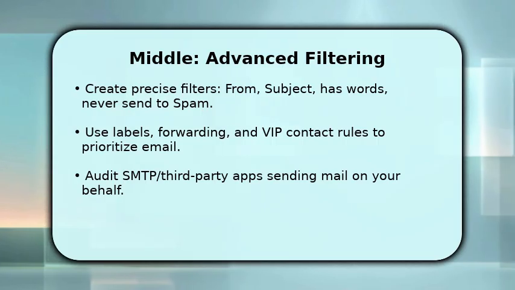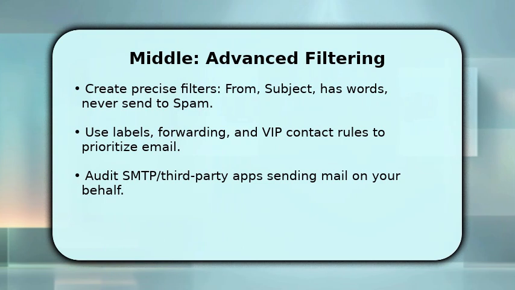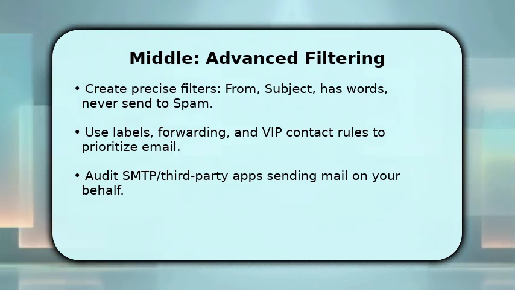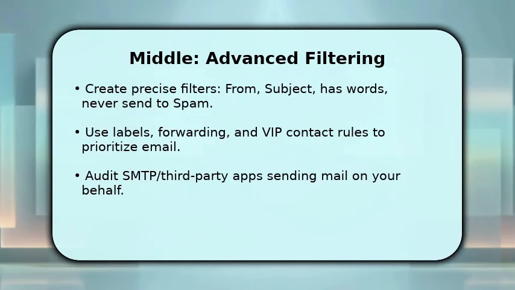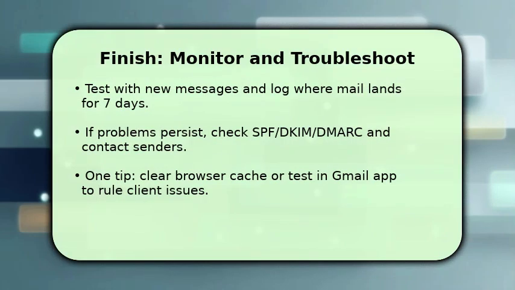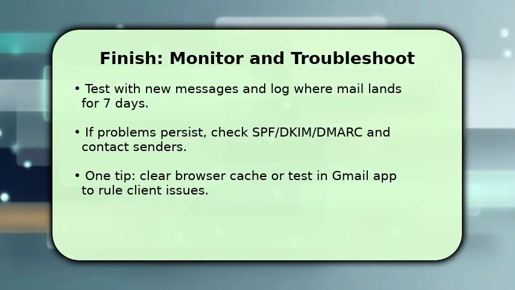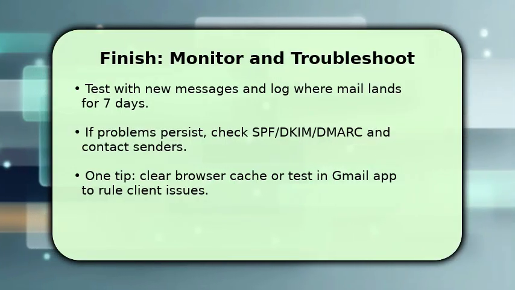Finally, audit any third-party apps or SMTP services sending mail for you. Misconfigured senders often trigger spam filters. Update SPF/DKIM if you control the domain. Finish by testing. Send new messages from corrected senders and monitor placement for about 7 days to ensure changes hold.